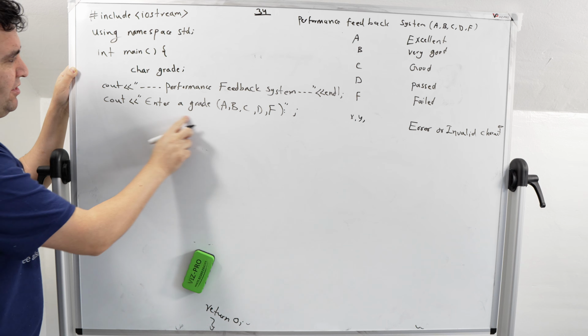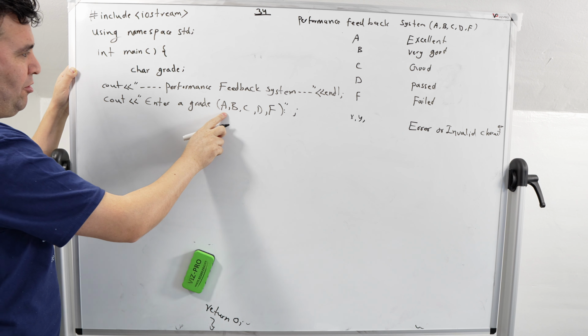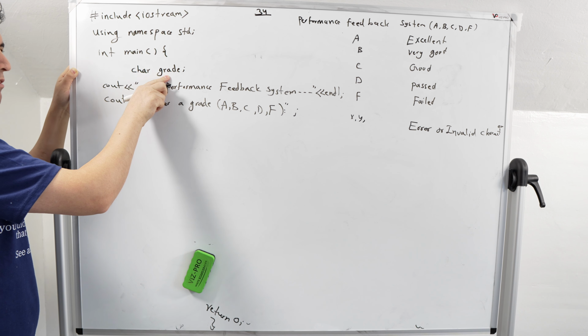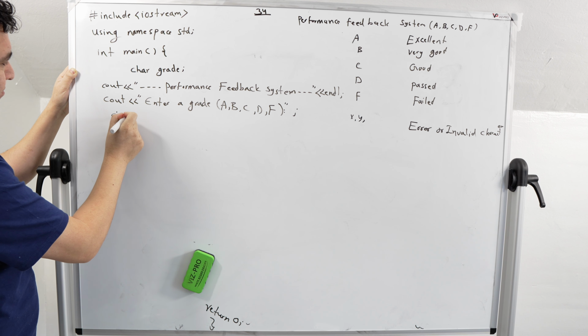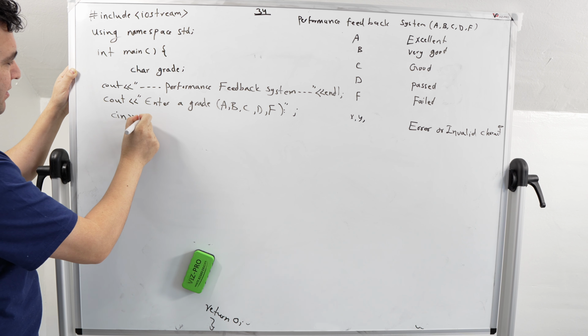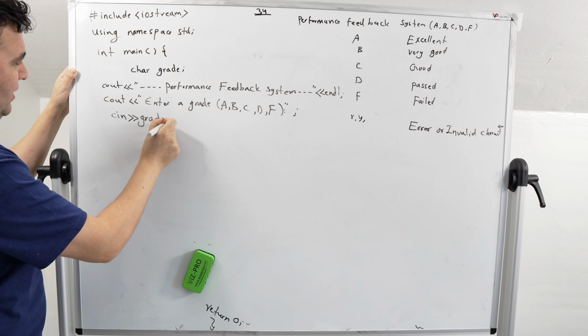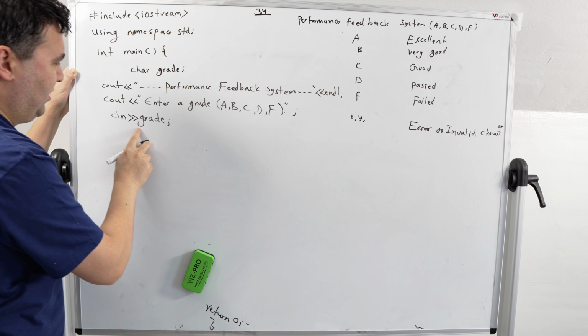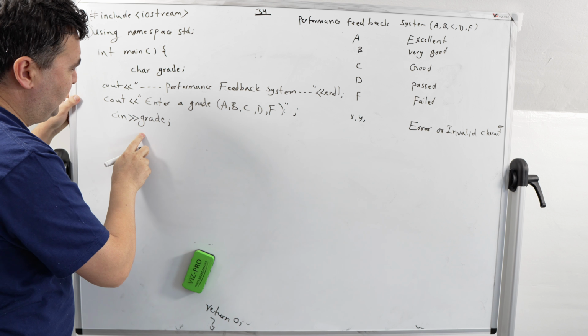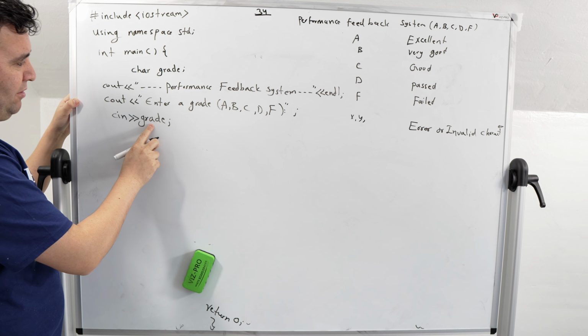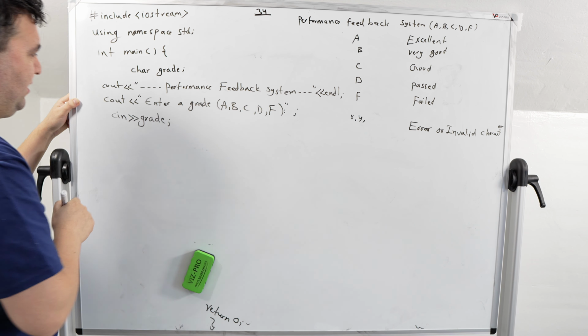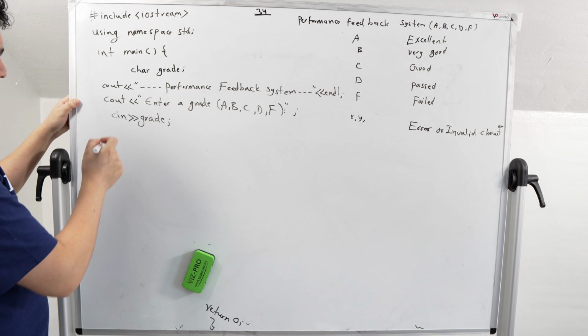When the user enters the grade, we need to store that grade inside the variable grade which we declared. So we say cin grade. The cin is used to store anything the user enters, a character, and it goes inside the grade variable. We store it inside grade. And now we need to switch.